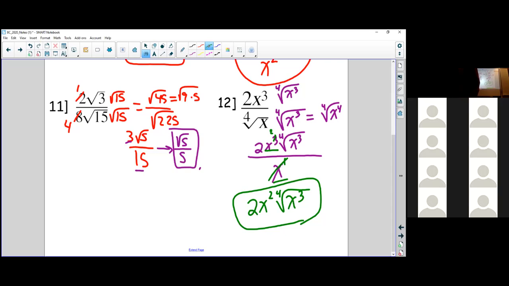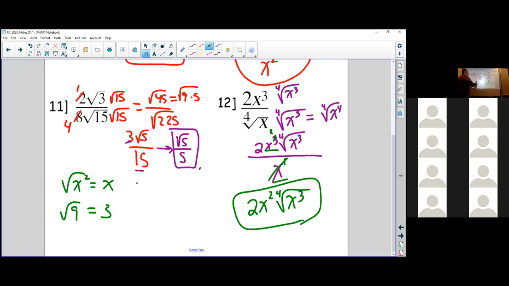Mrs. Europe, yes, I have a question. Talk to me. How did the square root of x to the 4th become x to the 1st? Okay, so think about this. If I had the square root of this, I would get this. Agree? Yes. Okay, so that'd be like saying the square root of 9 is equal to 3, right?